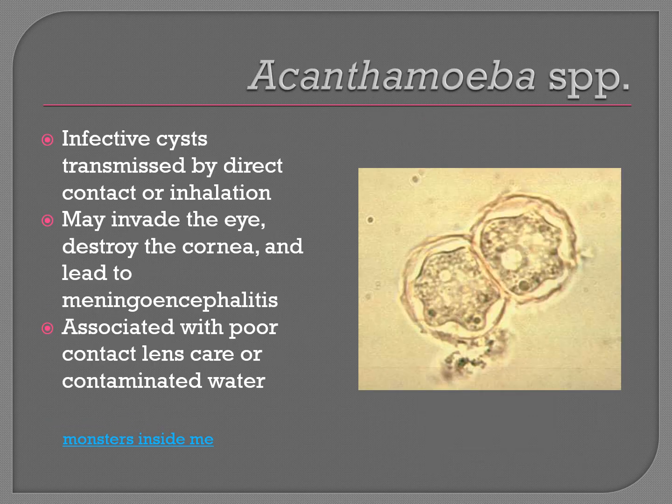Entamoeba is a protozoan of the central nervous system that has cysts that are infective and transmits by direct contact or inhalation. This organism has been known to cause eye infections and can actually destroy the cornea and can lead to meningoencephalitis. This is associated with poor contact lens care or contaminated water. Basically, this bug can go from the eye to the brain and cause central nervous system depression and meningitis. There's a link at the bottom for Monsters Inside Me. If you want to copy and paste that into your browser, you can watch a little video about Entamoeba species.